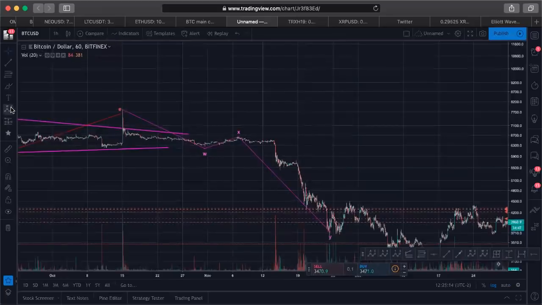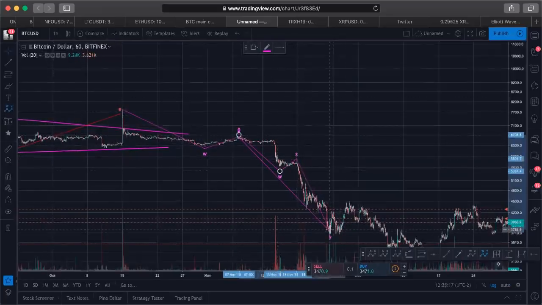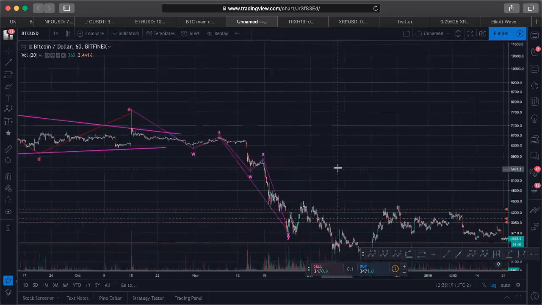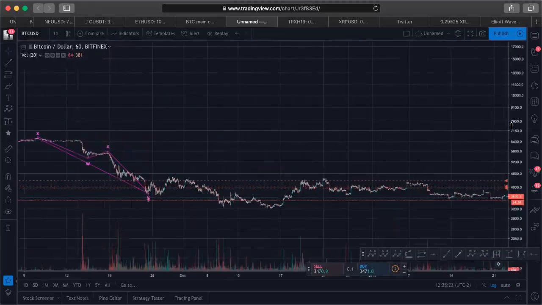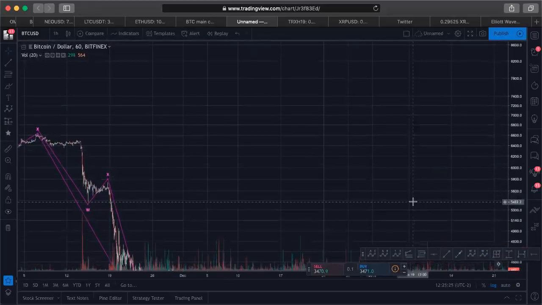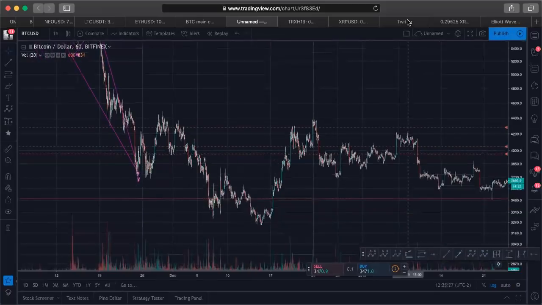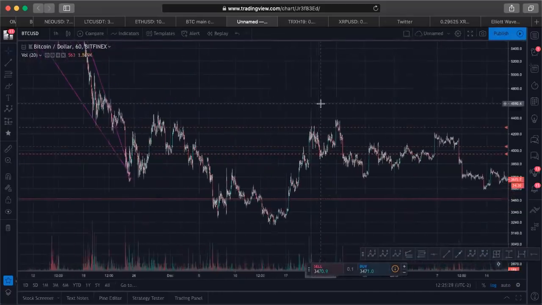Okay, so 3, 3, 3 as well. 1, 2, 3. All right, so that's part 1. Then we've still got this little bit here. A lot of people I know have been saying that this is all part of a triangle, but I don't believe they are correct.